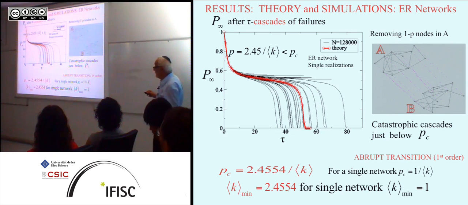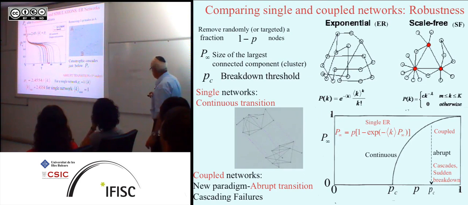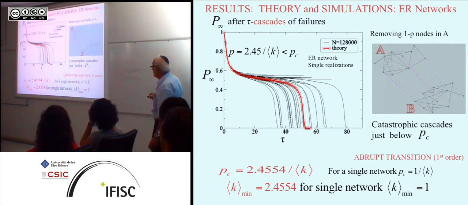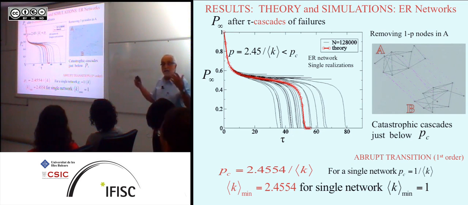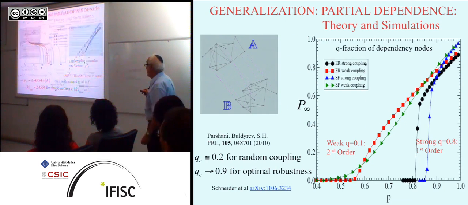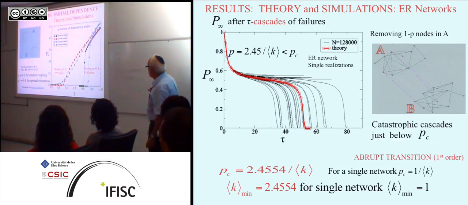What is surprising is that we can also solve this analytically. In ER, you remember, PC was 1 over K average. In two networks, PC is 245% more, I mean much higher, the amount that you need in order for the network to survive. Not only this, if the coupling is strong, you have a sharp transition.